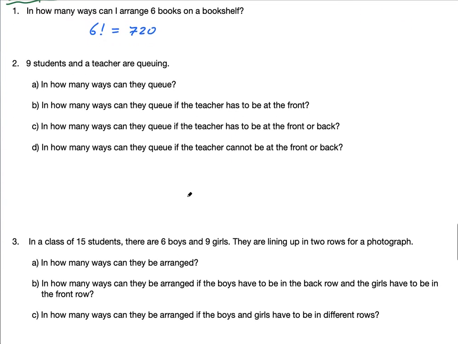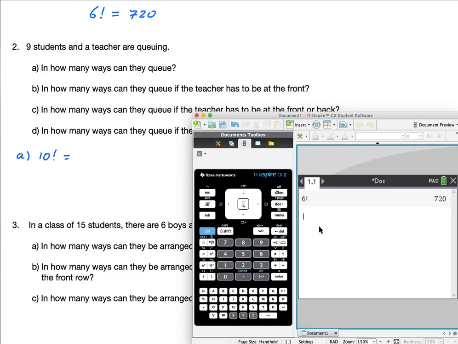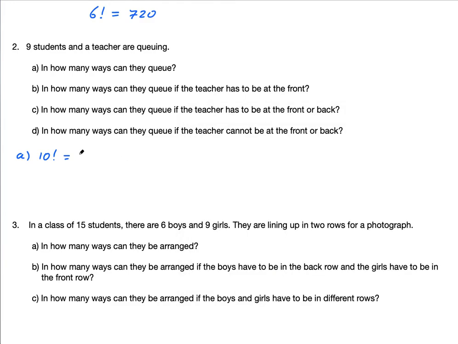Okay, next question. 9 students and a teacher are queuing. In how many ways can they queue? Right. Part A. That's just assuming there's now 10 people. There are 10 people. How many ways can those 10 people queue? Well, this is 10 factorial. I definitely don't know how to do that in my head, but I told you already that is a big, big number. 10 factorial is 3628800.